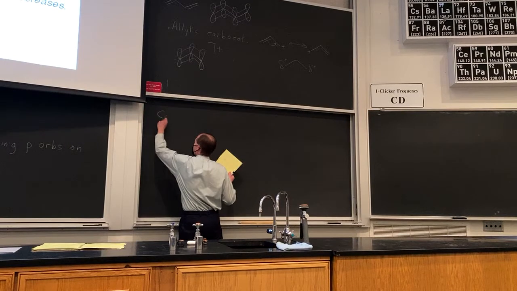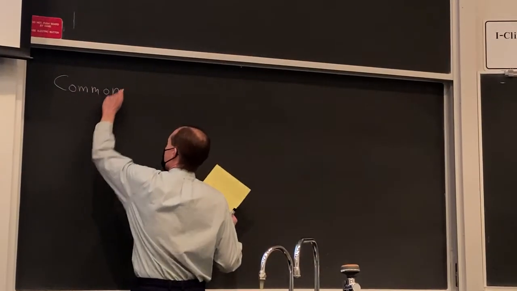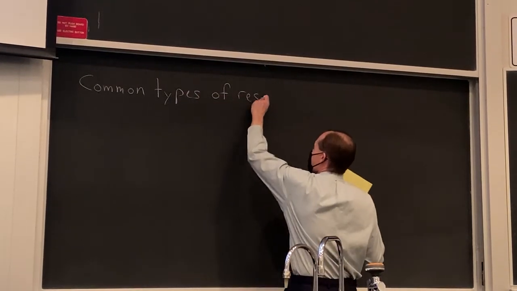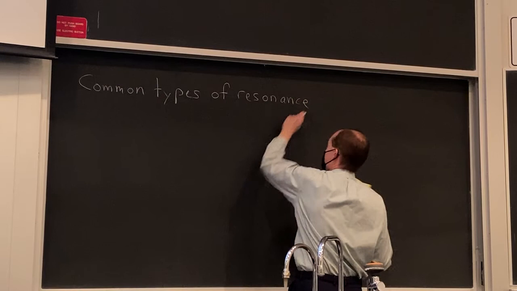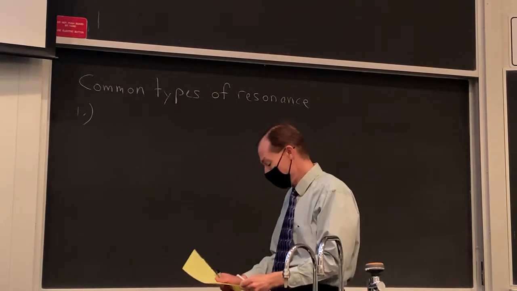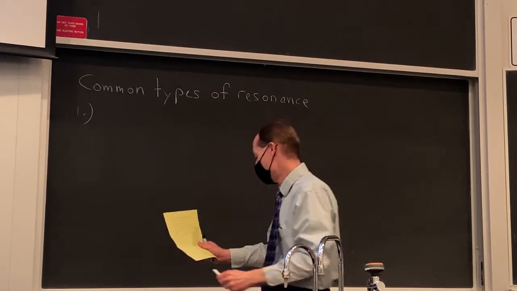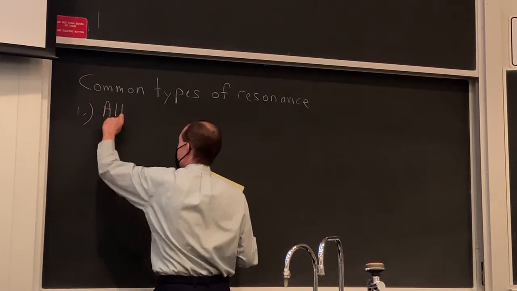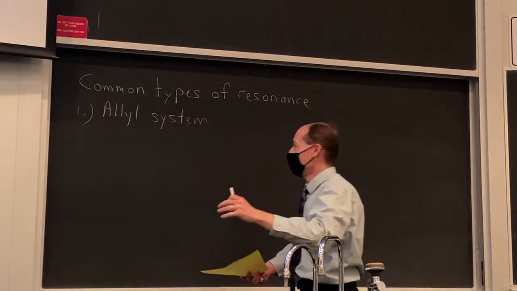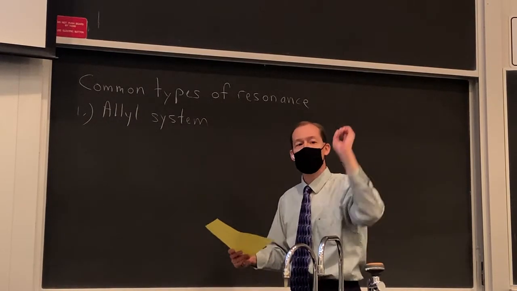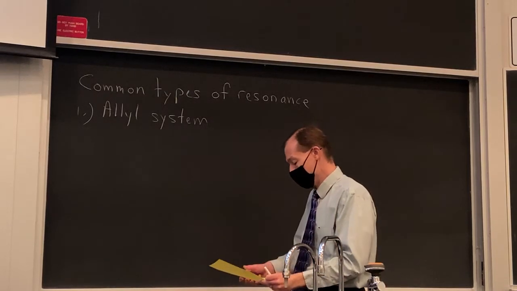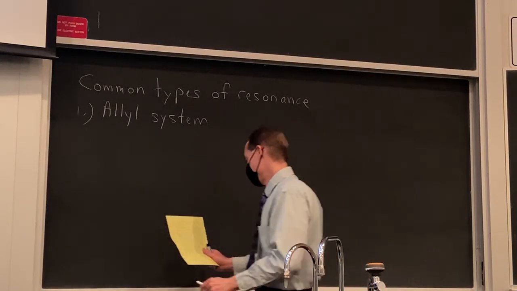So let's look at common types of resonance, common systems that will exhibit resonance. Okay, there are a few of them that we should be able to recognize. The first one is one that we've already drawn on the board, and that is the allyl system. Whenever we have a cation, an anion, or a radical adjacent to a double bond, we have an allyl system, and we have resonance.